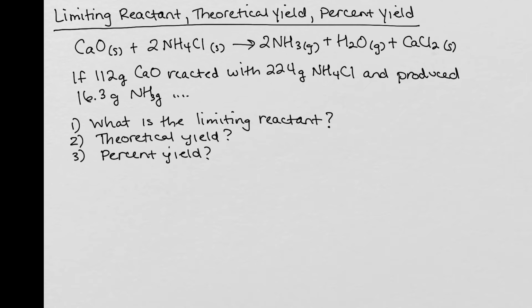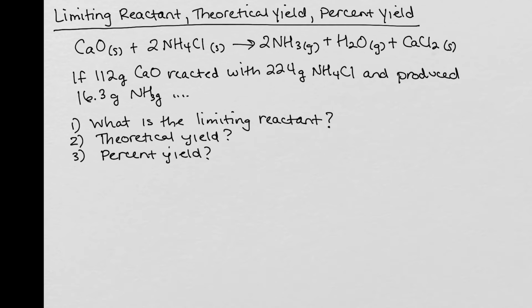In this example, we're going to look at calculating the limiting reactant, theoretical yield, and percent yield. So here I'm given a reaction of calcium oxide with ammonium chloride to make ammonia gas, water, and calcium chloride. And I want to know if I start with 112 grams of calcium oxide and react it with 224 grams of ammonium chloride. And I did this in a lab, and what I actually got when I did it in the lab was 16.3 grams of ammonia. I'd like to know what's the limiting reactant, what's the theoretical yield, and what's the percent yield.